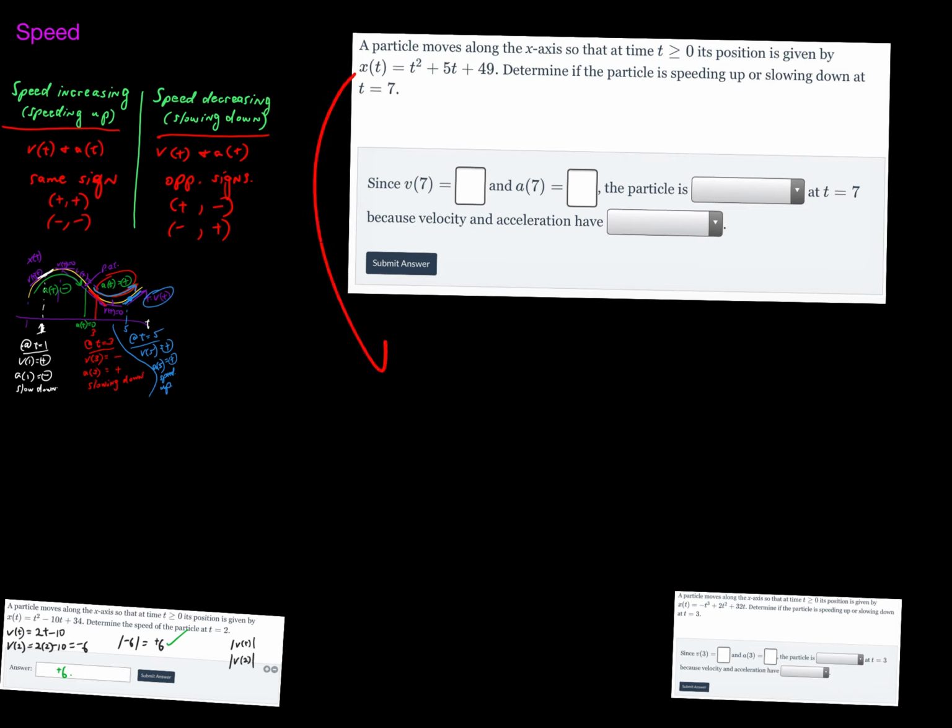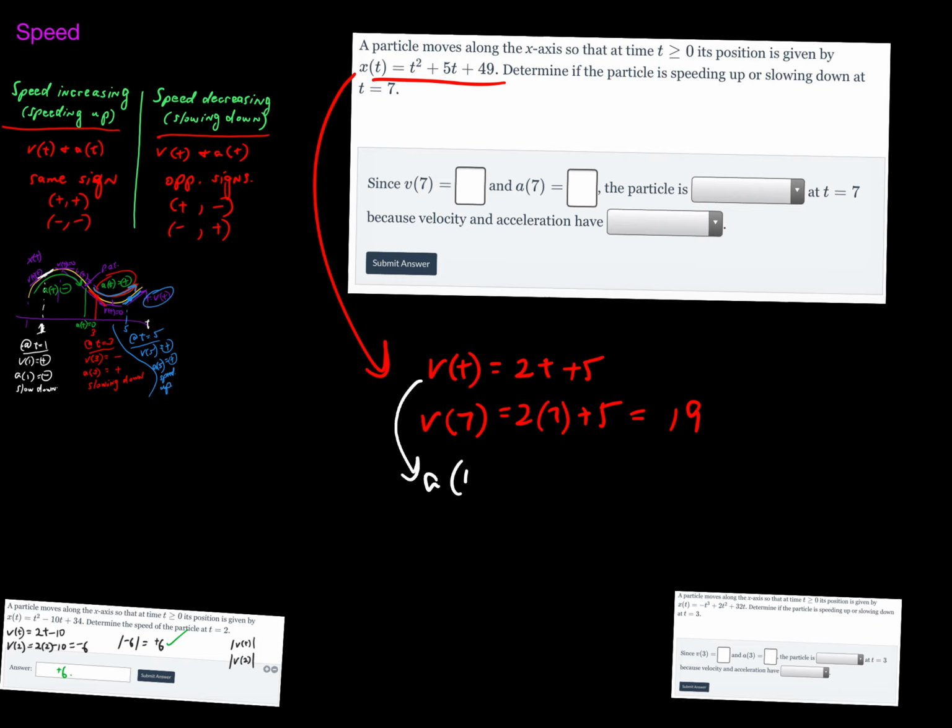So down here, I'll just bring it down here. We have the velocity function. Let's take the derivative. That's going to be 2t plus 5. There's the position. There's your velocity. And we want to know what's the velocity at time 7. It's going to be 19, right? 14 plus 5.